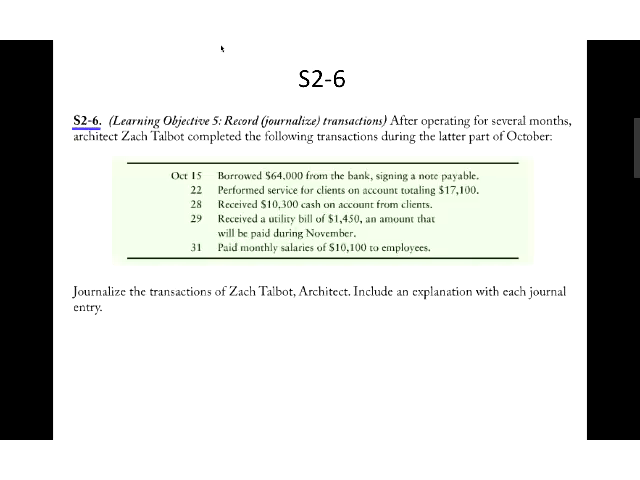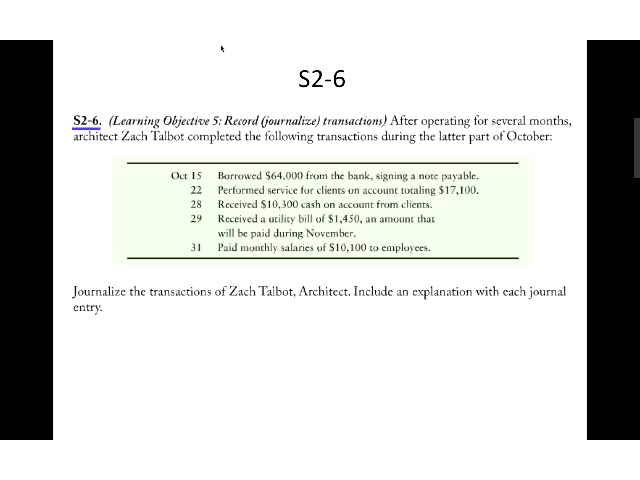We're going to do short exercise 2-6. We're going to go through a series of transactions. We have an architect that completed the following transactions, and we have to journalize the transactions. All that's saying is write a journal entry for it. Now, on these journal entries we do in class, I'm going to drop the headings. You'll see where the debits and the credits are.